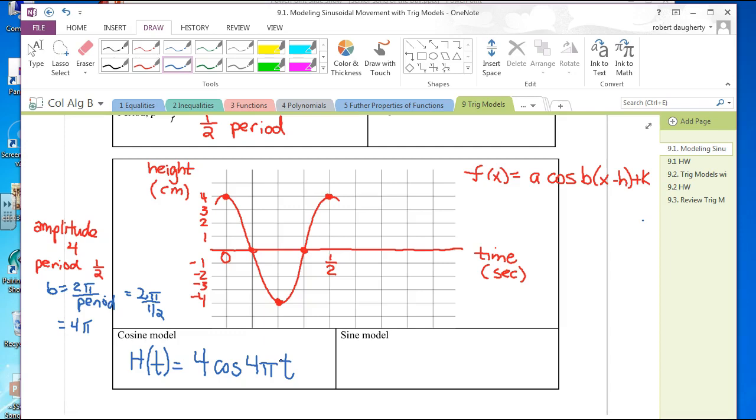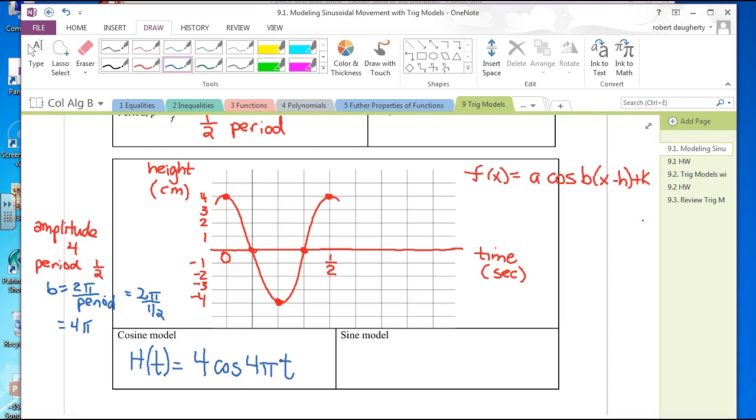It has an amplitude of 4. It has a period of 1/2. 2 pi over 1/2 is 4 pi, so B is equal to 4 pi here. Okay. And then it has no phase shift. Okay. Does everyone see how I got that? I mean, it should follow on with what we did last time.